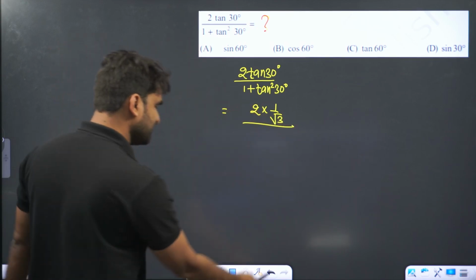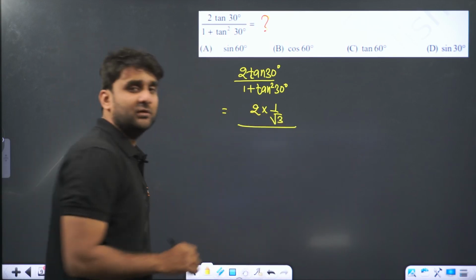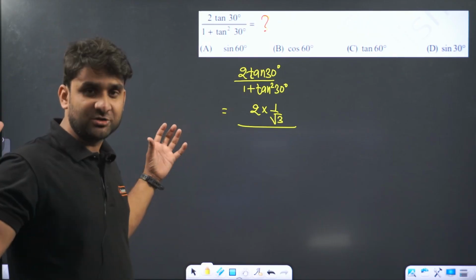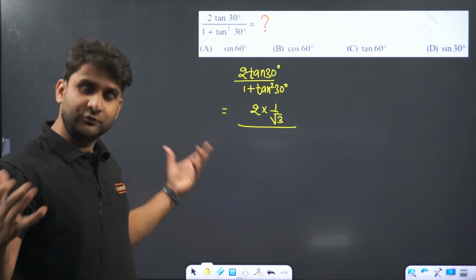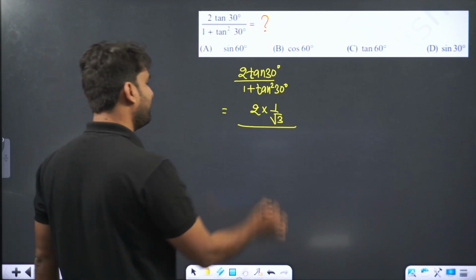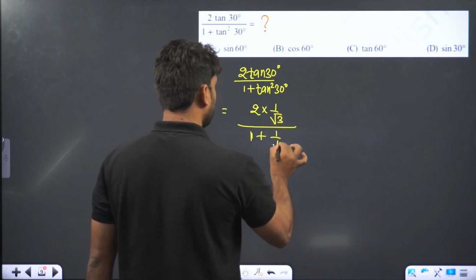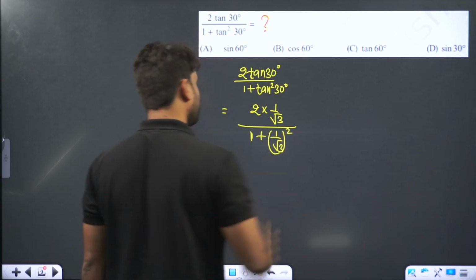You might be thinking, sir, how do you know all the values? I know all the values because of practice. I have done so many questions based on the trigonometric table. So follow this. You should also do a lot of question practice. 1 plus tan square 30 degrees. So again 1 by root 3 whole square.